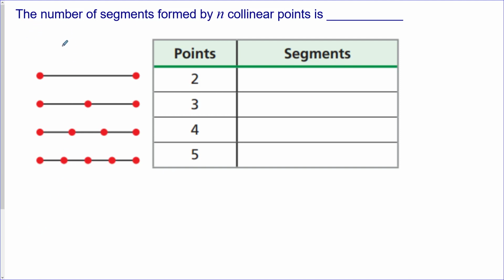All right, so this next example is dealing with the number of segments created by how many collinear points we have on a line. So this first example, we have 2 points on this line. How many segments do we have in between these points? You should see 1 here, should see 2, 3, and 4. Now the number of segments formed by n collinear points, where n could be really any number, is what? What's the relationship between n and these?